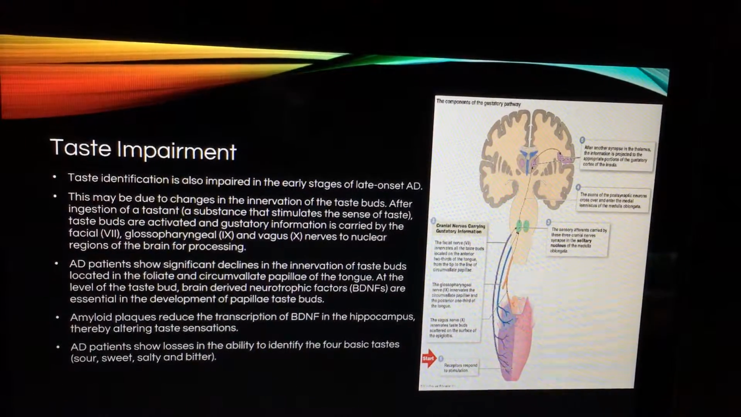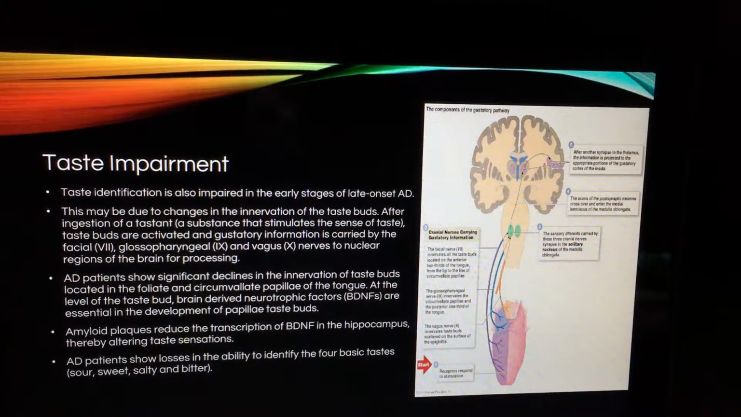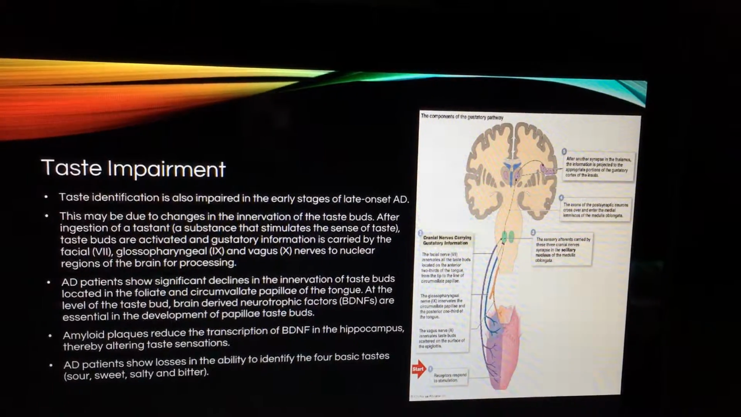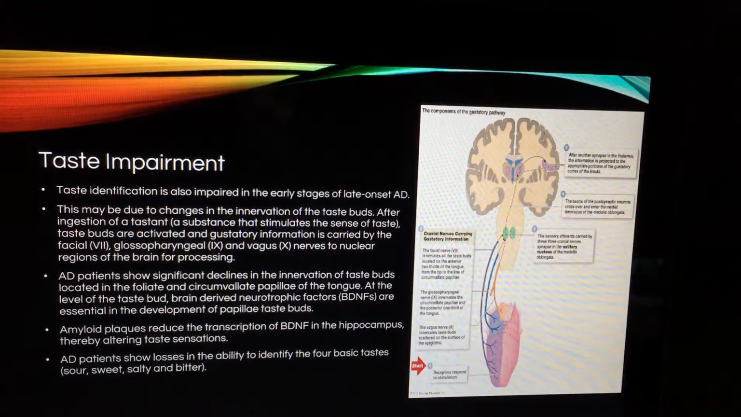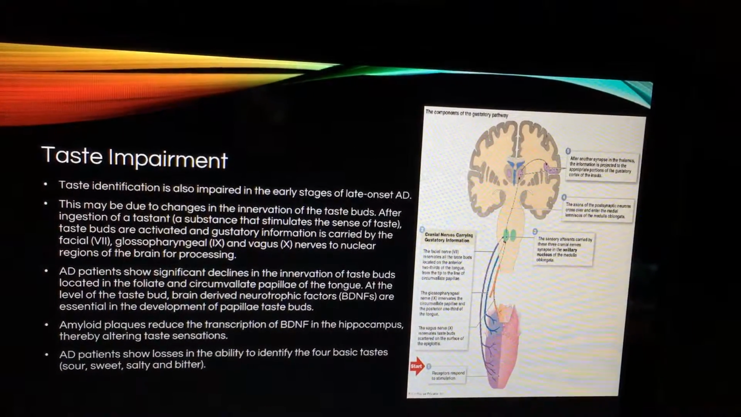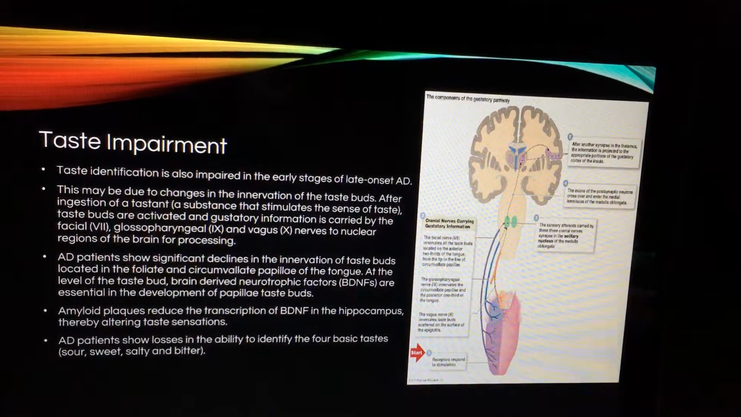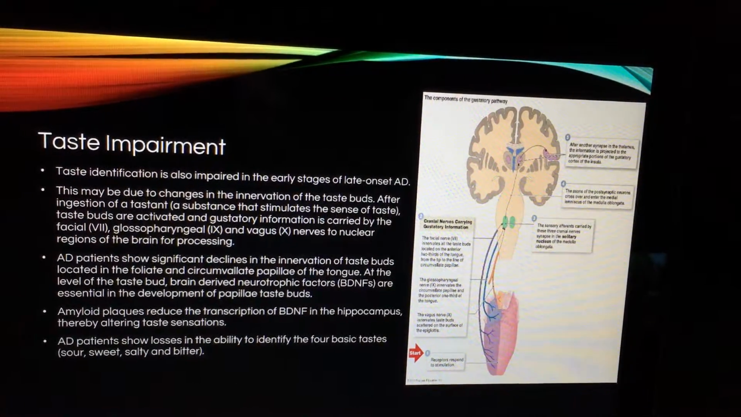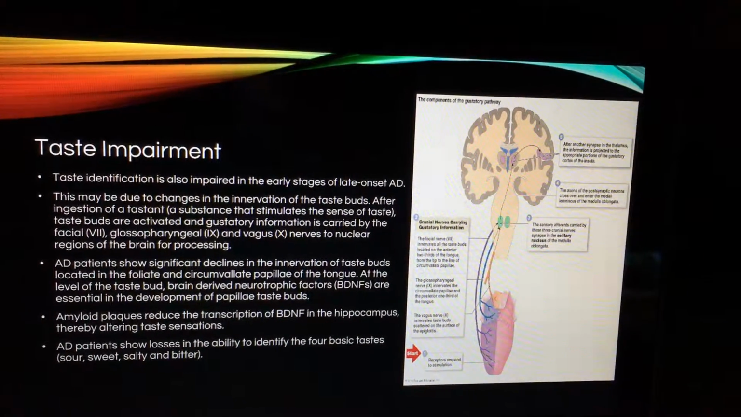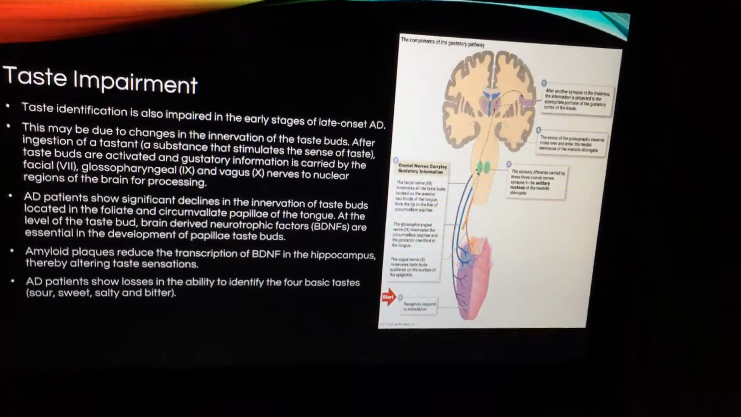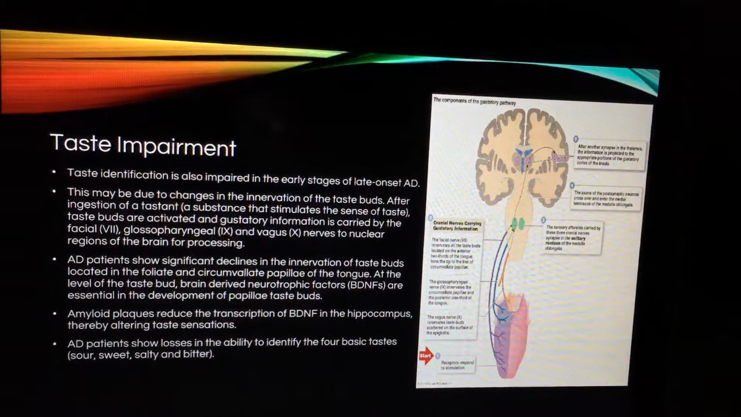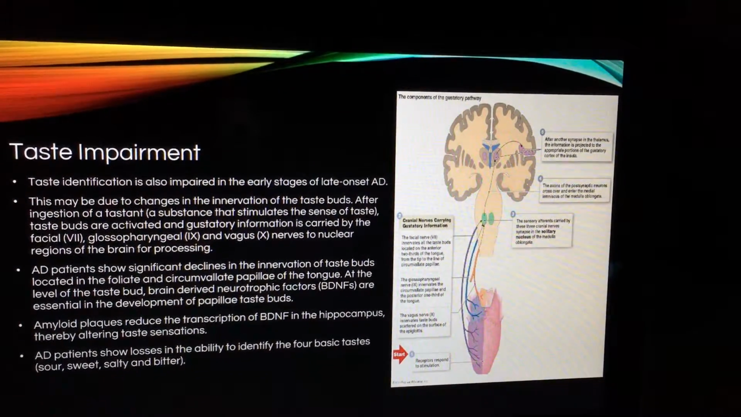AD patients show significant declines in the innervation of taste buds located in the foliate and circumvallate papillae of the tongue at the level of the taste bud. Brain-derived neurotrophic factors, BDNFs, are essential in the development of papillae taste buds. Amyloid plaques reduce the transcription of BDNF in the hippocampus, thereby altering taste sensations. AD patients show losses in the ability to identify the 4 basic tastes: sweet, sour, salty, and bitter.